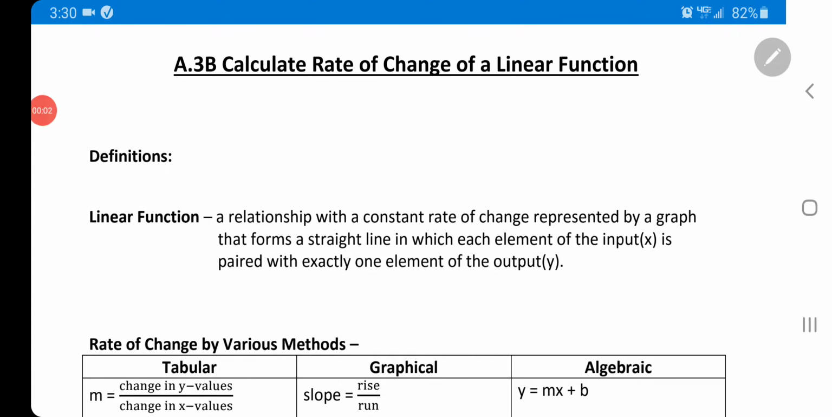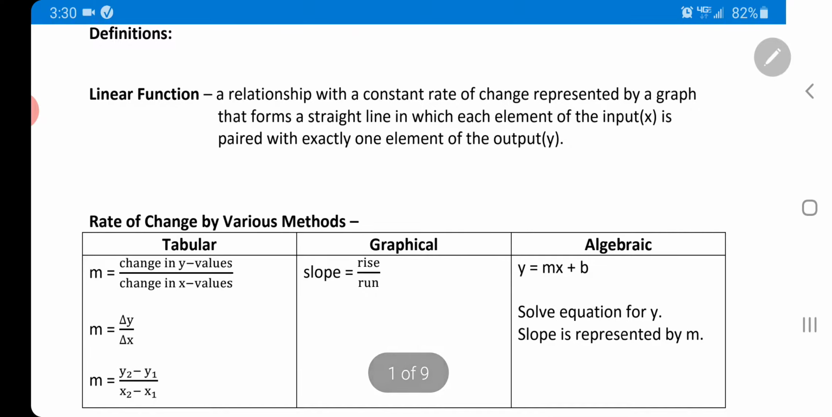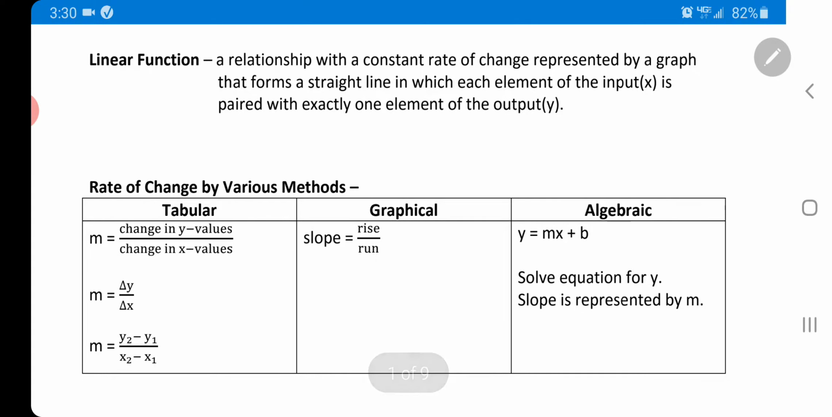Hey guys, in today's lesson we'll be calculating the rate of change of a linear function. Let's quickly look through some definitions. There's not many of them in this lesson, but a linear function is a relationship with a constant rate of change represented by a graph that forms a straight line in which each element of the input x is paired with exactly one element of the output y.